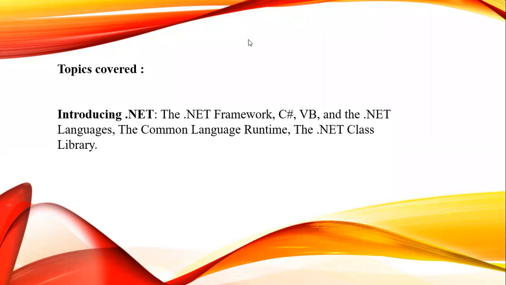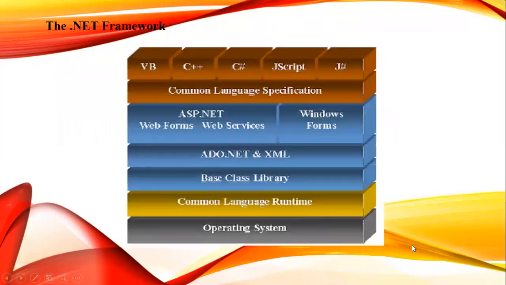The .NET framework is a diagram of the .NET framework. Initially, you can see at the bottom level, or root level, we have the operating system, then the CLR, the common language runtime, which is the backbone of your .NET framework. Then we have the base class library. Above that, ADO.NET, ActiveX Data Objects .NET, which is useful for connecting your database objects with the .NET framework.